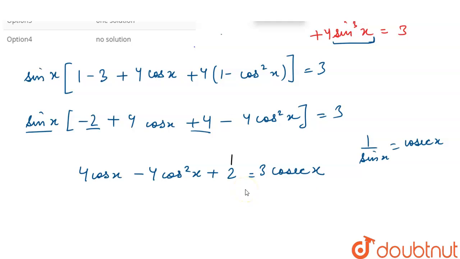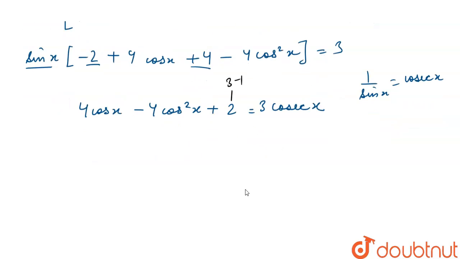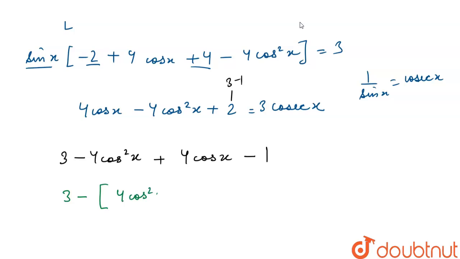So now we can write this 2 as 3 minus 1, right? So here we can write this like this: 3, okay, and here we have minus 4 cos square x plus 4 cos x, and here we have minus 1, right? Now if we take this minus common right here, so what we will get? We will get 3 minus common, and here we will get 4 cos square x minus 4 cos x plus 1 equals to 3 cosec x, right?